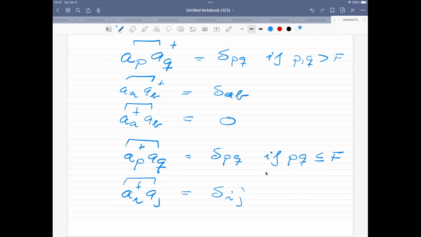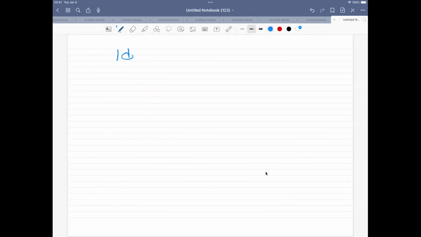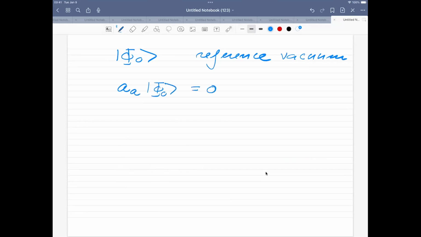And just to quickly remind you of some of the applications of these definitions, if I now have something like this, so if I have a state, this is the vacuum state, phi 0, the reference vacuum, that corresponds to all states below the Fermi level being filled up by different particle states. So this state here, if I now have an a_A acting on phi 0, this is obviously equal to 0, because A is not included in phi 0. So this is a state above the Fermi level, and we cannot destroy a state above the Fermi level which is not included in this reference state.